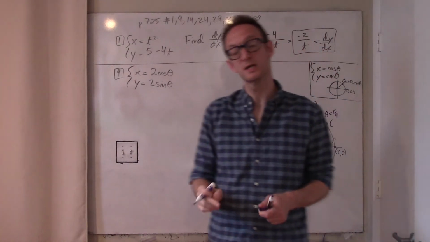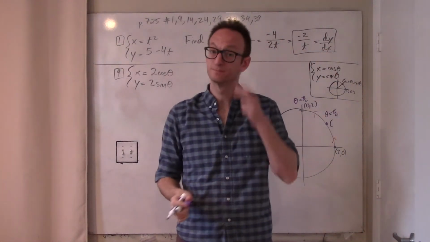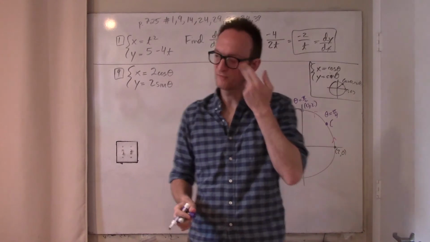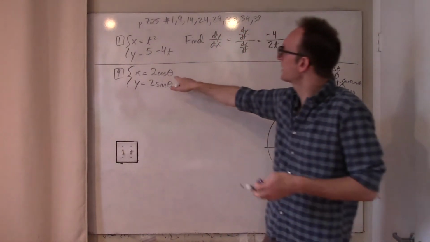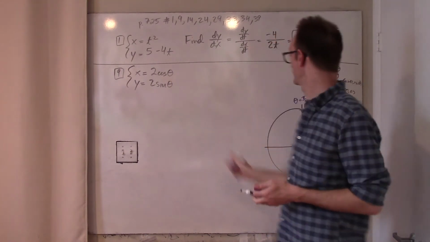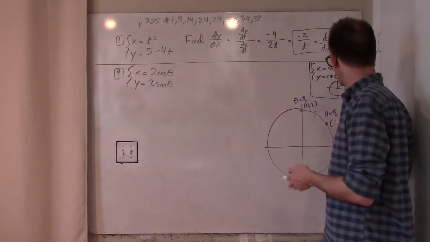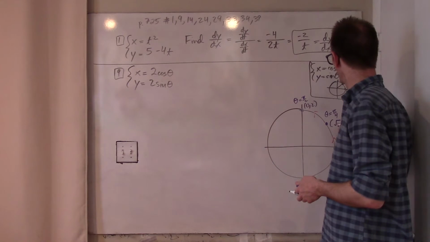Sometimes people just use theta when it comes to trig functions because we want to think of it as an angle, but whatever. Point is, if you plug in pi over 4 here, you're going to get root 2 over 2, and root 2 over 2 for the other one as well, so this is just root 2 comma root 2.